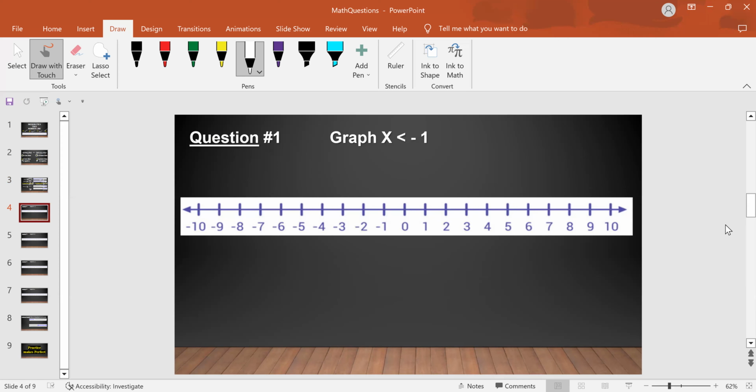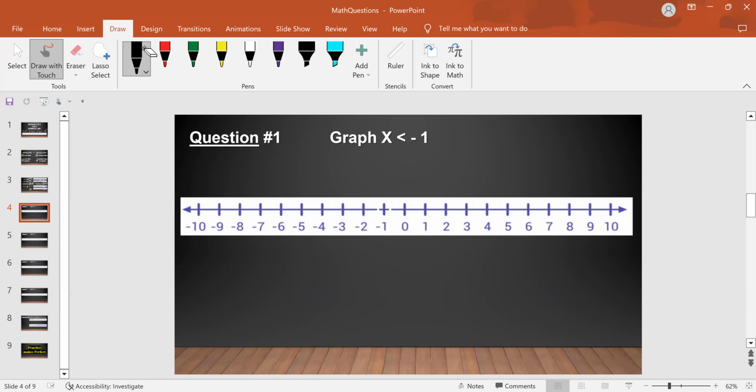At this moment, feel free to pause the video and solve the question before you continue. So question number 1, they say graph x is less than -1. So they give you -1. That means you have to go to that -1 and you do the circle. Is that circle going to be open or shaded? It has to be open because they don't say less than or equal to, they just say less than.